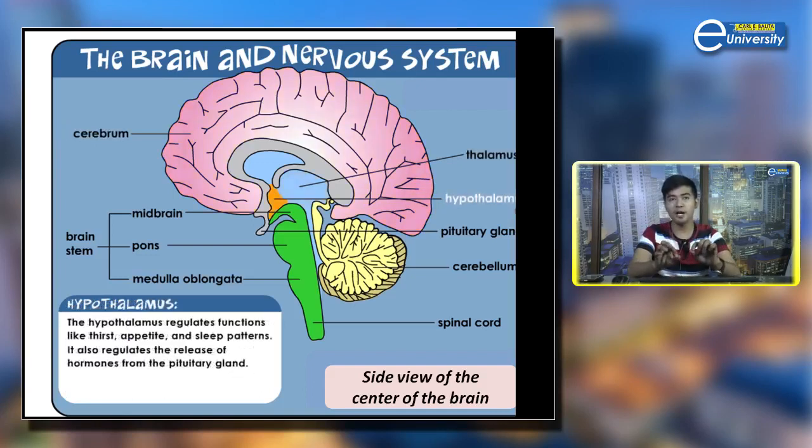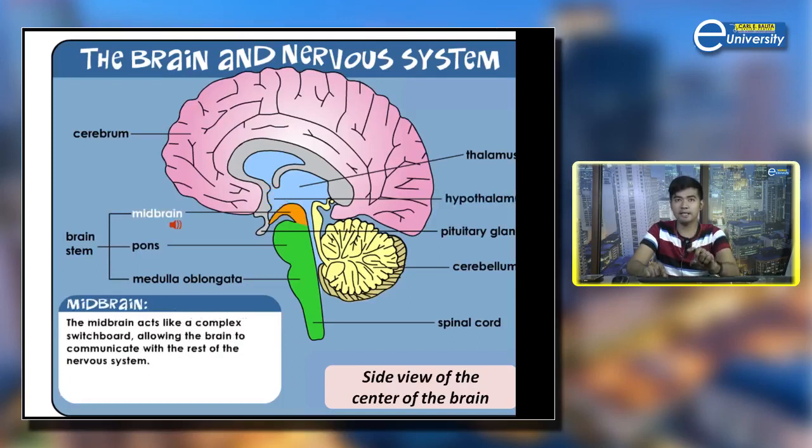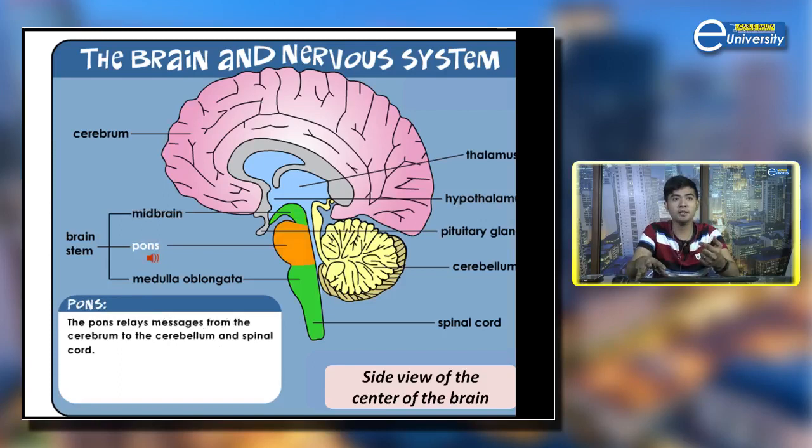So we're going to proceed now with the hypothalamus. The hypothalamus regulates functions like thirst, appetite, and sleep patterns. It also regulates the release of hormones from the pituitary gland. And take note that the pituitary gland is the master gland of the body. Next is the midbrain. The midbrain acts like a complex switchboard which allows the brain to communicate with the rest of the nervous system. So the midbrain serves as the communication center of our brain.